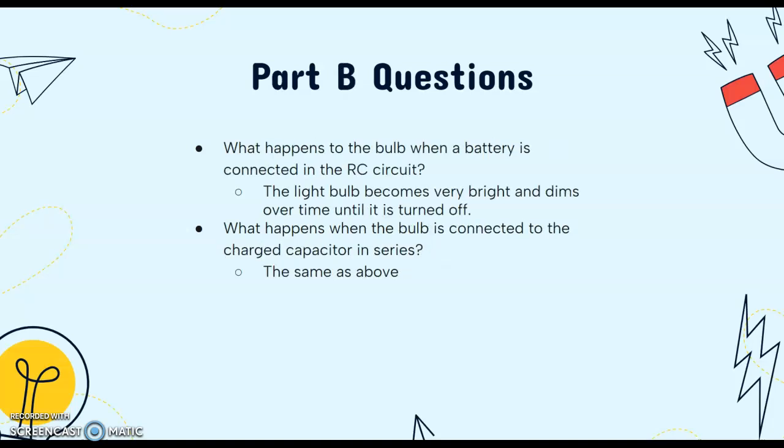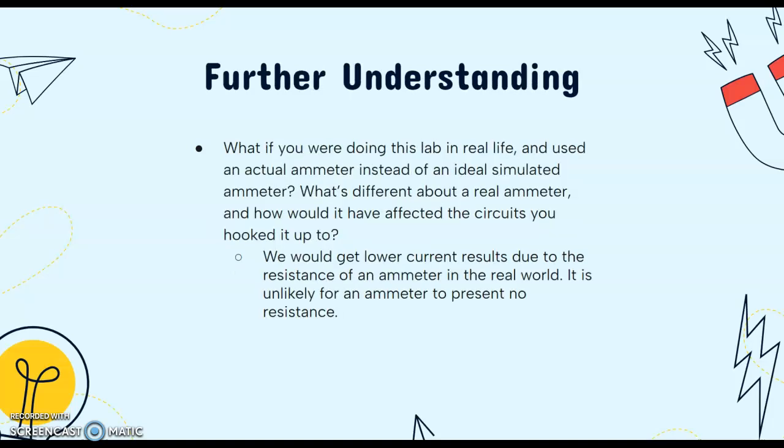Questions to consider for part B. What happens to the bulb when a battery is connected in the RC circuit? The light bulb becomes very bright and will dim over time until it is completely turned off. What happens when the bulb is connected to the charged capacitor in series? The same trend will occur as described previously, where the light bulb will become very bright and dim over time until it is completely turned off.